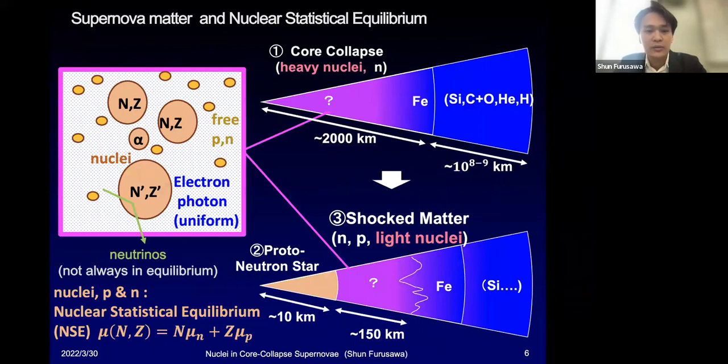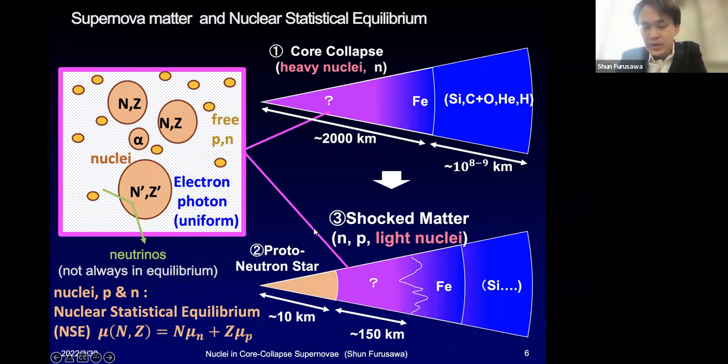And so I'll talk about the supernova matter. During the core collapse stage, heavy nuclei show up. First, iron group nuclei are dominant, but during the core collapse stage, heavier nuclei can be formed. And they are in nuclear statistical equilibrium. So the temperature becomes high and all nuclear reactions are in equilibrium. And the chemical potential of all nuclei can be expressed as this.